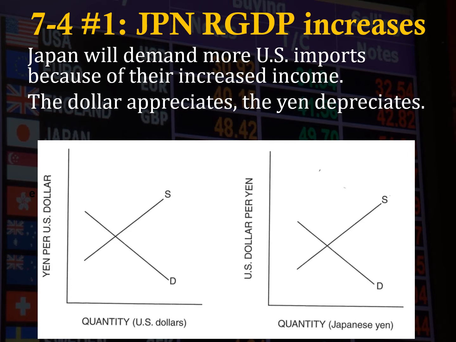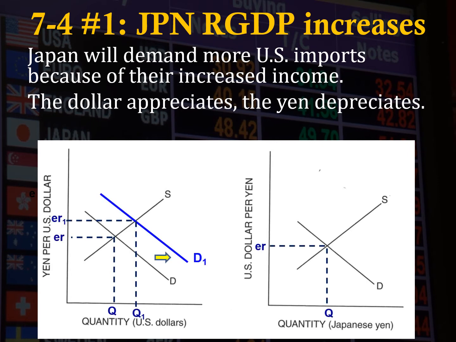activity. So number one, we are told that Japanese real output increases. Since Japanese output increases, they have more income. That means they're going to demand more stuff, including U.S. goods. So they're going to demand more U.S. imports. To get those imports, they're going to demand more dollars. So the demand for the dollar increases, thereby strengthening the dollar. To get those dollars, they're going to have to supply more yen, thereby the value of the yen decreases.